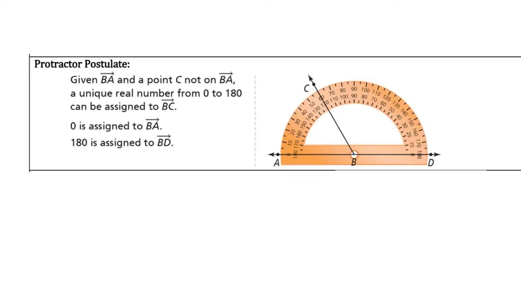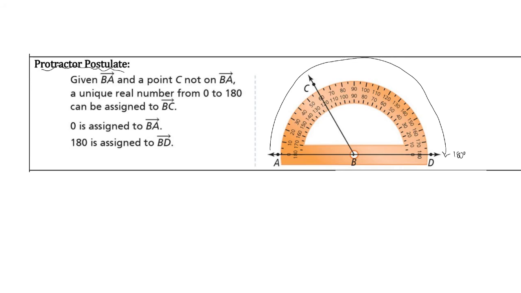The next thing is the protractor postulate. So a protractor looks like this. Normally in class I'd give you one to look at, but since we are distance learning, I don't technically have them to give to you. As you can see, they start at 0 right here, and it brings it all the way to 180 degrees, right? Which is half a circle, 180 degrees. Okay. This has, given BA and a point C not on BA, a unique real number from 0 to 180 can be assigned to BC.